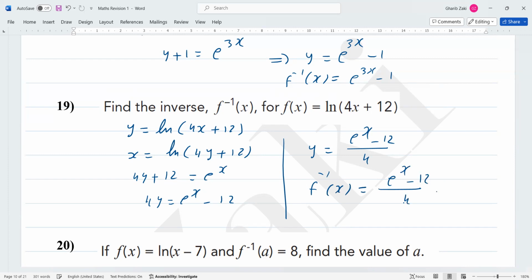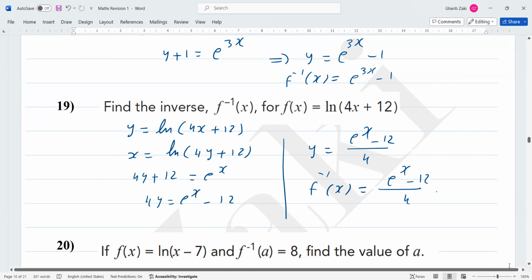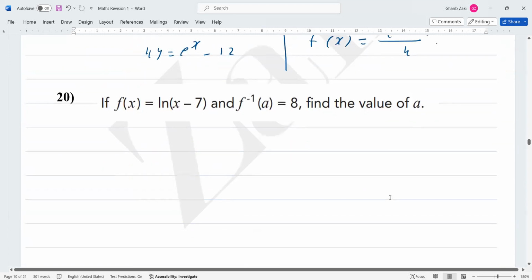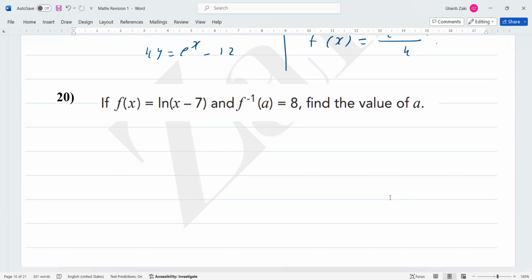Now, try to solve number 20. Read the question, be careful, and tell me, do you understand it or not? Okay? Ready? First step, f of x is y, ln(x minus 7).